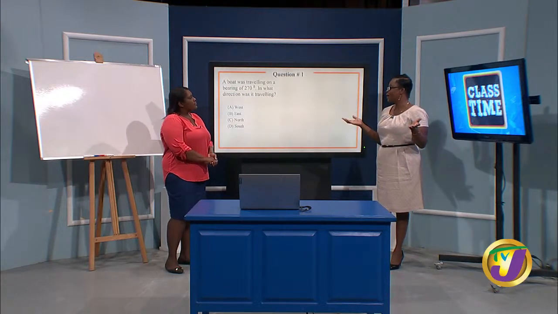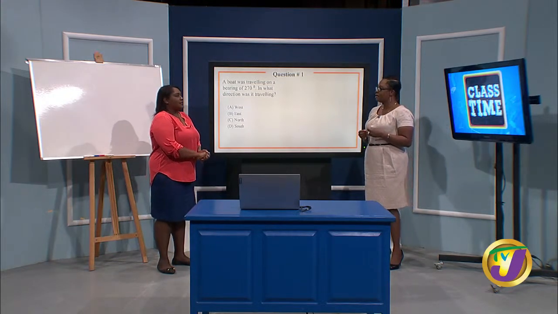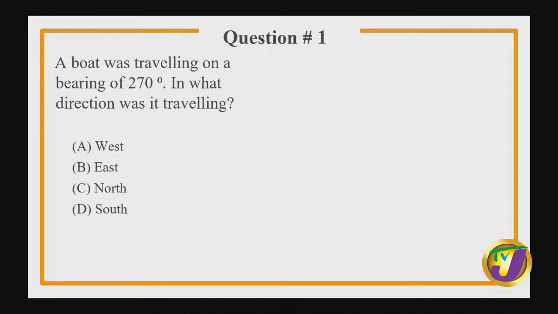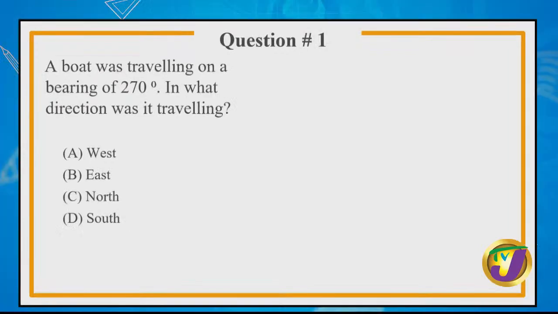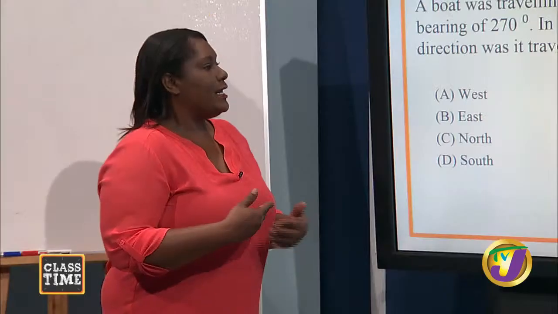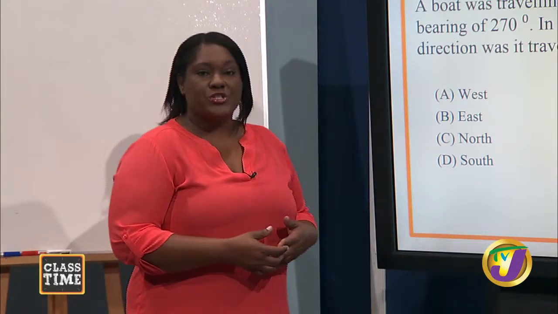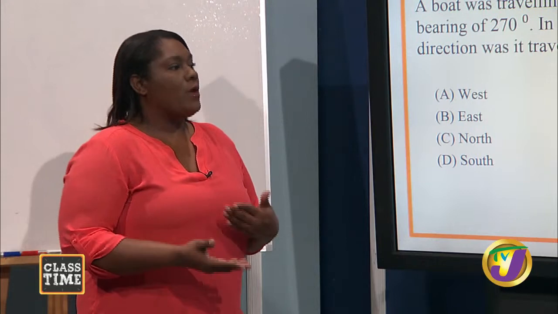So we go to our question one. A boat was traveling on a bearing of 270 degrees. And the question is, what direction was it traveling? It's a multiple choice, and looking at it, I see bearing jumping out at me, and I also see 270 degrees, so we're trying to highlight the important information. After reading the question, before even going into what a solution is, I look at the suggested solutions that are there to see what I'm required to do.